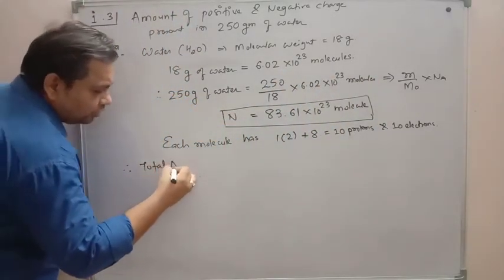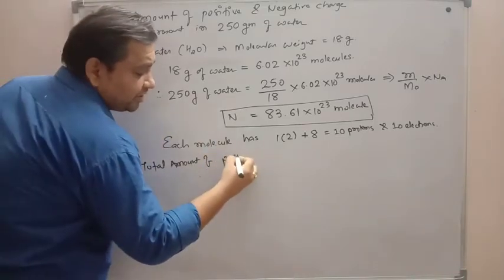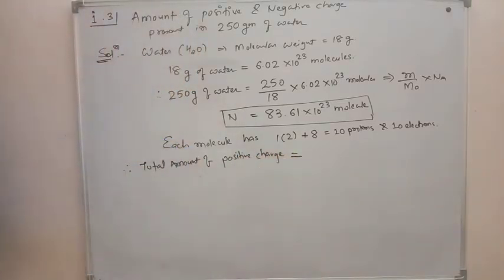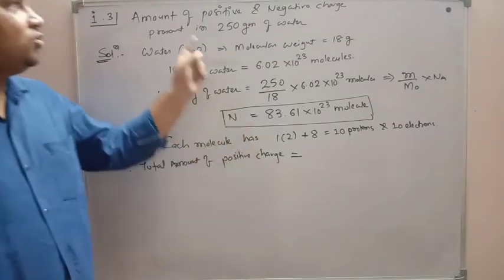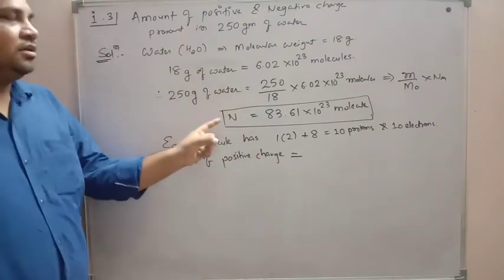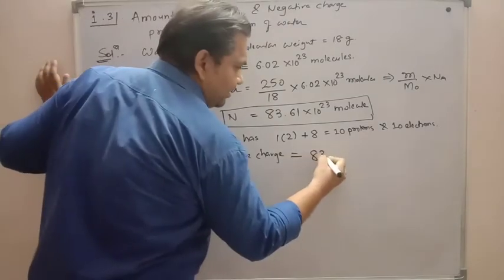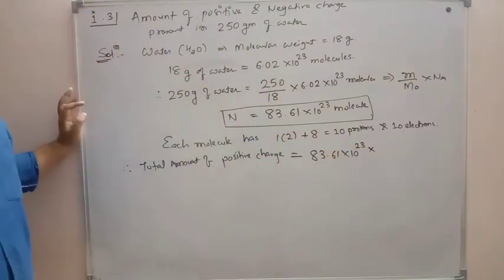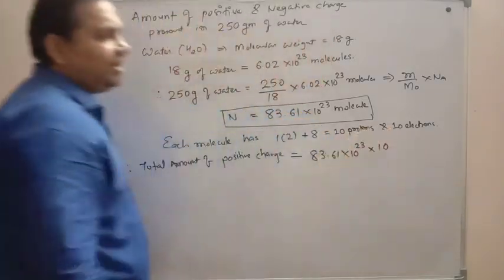Therefore, what will be the total amount of positive charge present in 250 gram of water? It will be the number of molecules present in 250 gram of water, that is 83.61 into 10 power 23, multiplied by the number of protons in each molecule, that is 10.